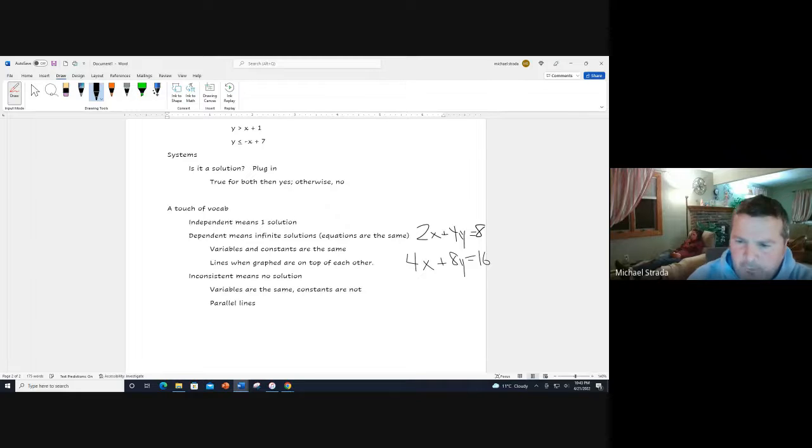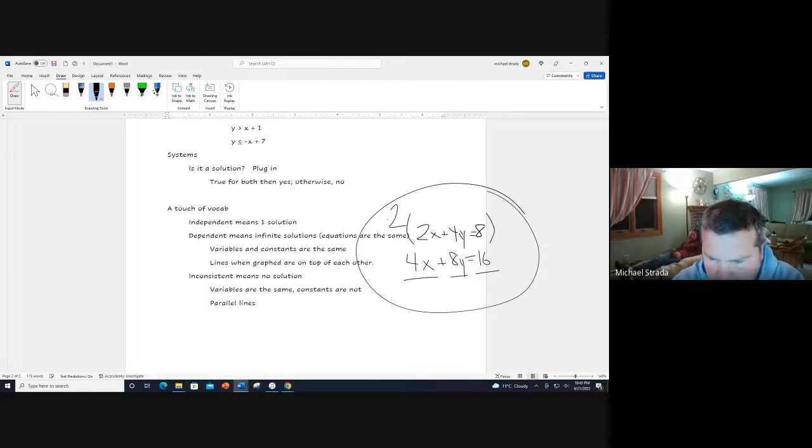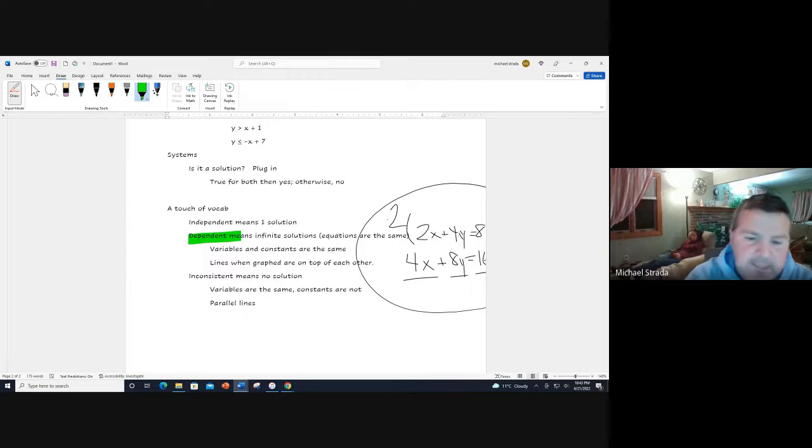All right. All I have to do is take that equation and multiply it by 2. 2 times 2x is 4x. 2 times 4y is 8y. 2 times 8 is 16. Those are the exact same equations. Therefore, that is what we mean by dependent. Has infinite solutions. Not all numbers, but infinite solutions. If you did graph them, so what you're looking at is variables and constants are the same when you simplify it. Lines, when graphed, would be on top of each other, so it's the same line.